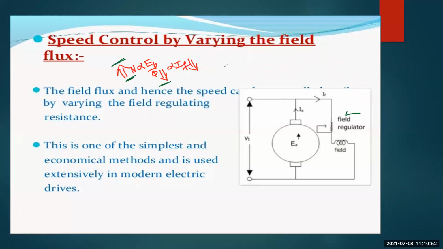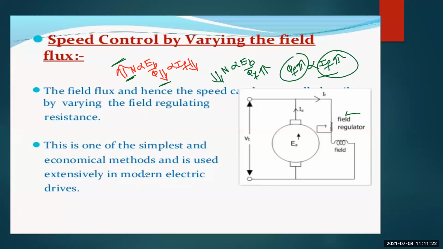And how to decrease the speed of this machine? N is equal to EB by phi. Am I right? This is called field flux. If the field flux is increasing, the speed is decreasing. The flux is proportional to the field current. So if the field current is increasing, the field flux is also increasing, and then the speed is decreasing.